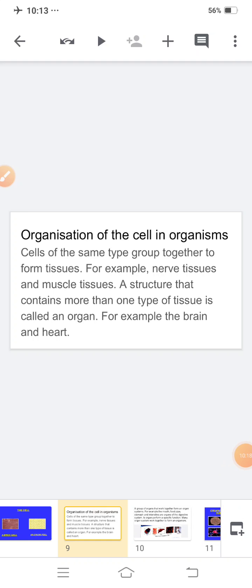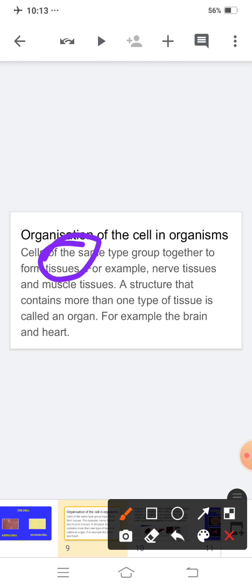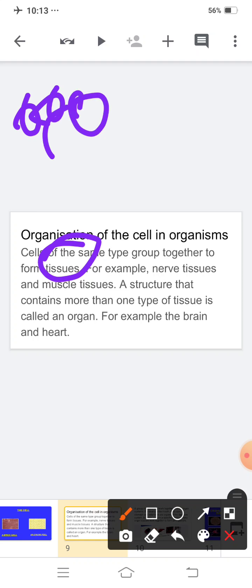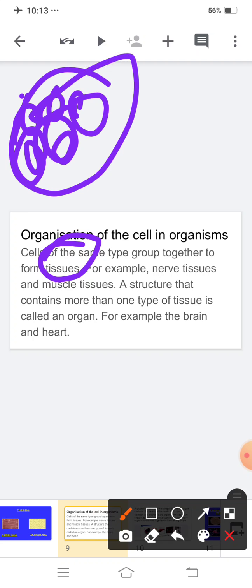Organization of the cell in organisms. Cells of the same type group together to form tissue, for example, nerve tissue and muscle tissue. If you collect all the cells of the same type and group them together, what do they form? They form tissues. That means if these are cells and you combine these cells, they form tissues like nerve tissue and muscle tissue. These are examples of tissues.